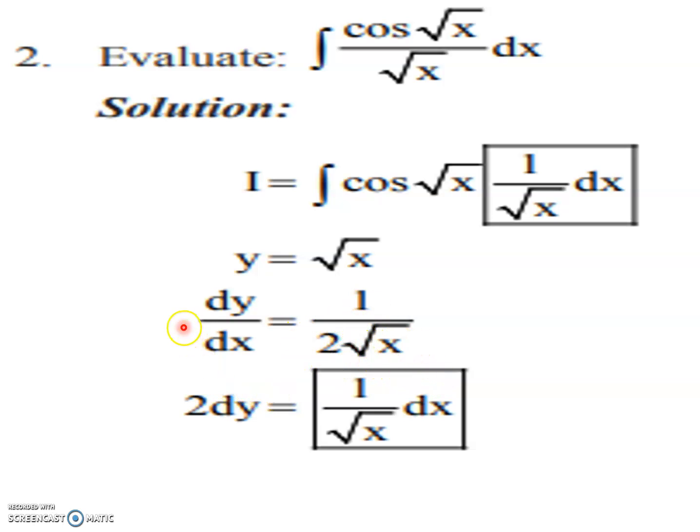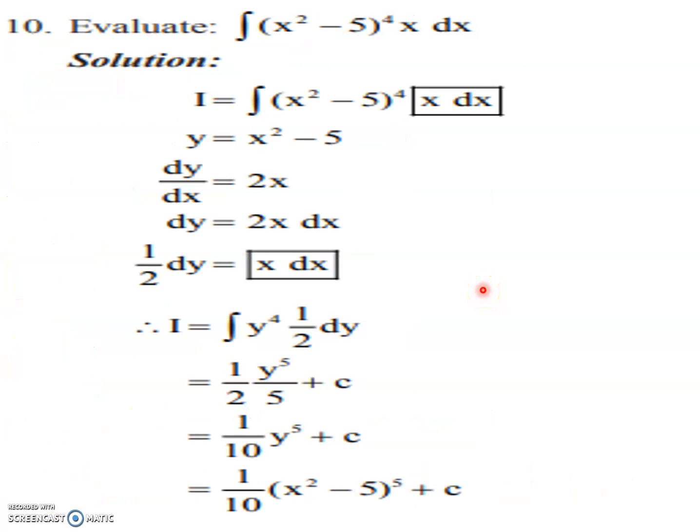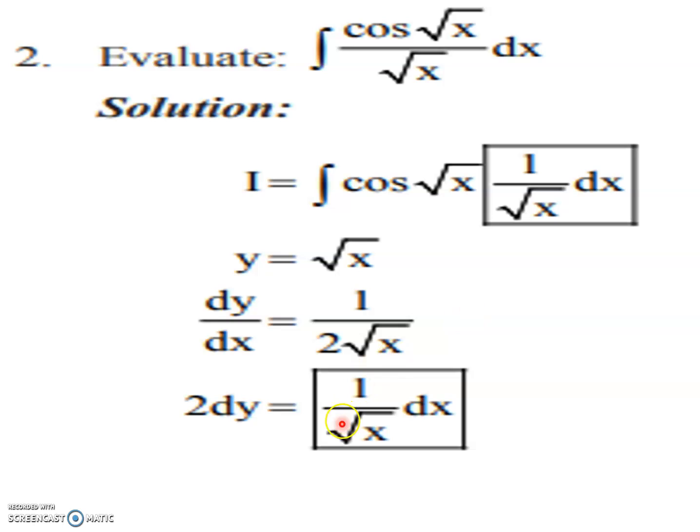dy by dx is equal to 1 upon 2 root x. So 1 upon 2 goes this side, 2 dy, root x the same. So we put 1 upon root x dx is equal to 2 dy, and instead of root x we put y. We know the integral of cos y is, yes, sin y. That's why the final answer we derive is 2 sin root x. Yes, it is right. Obviously, plus c.